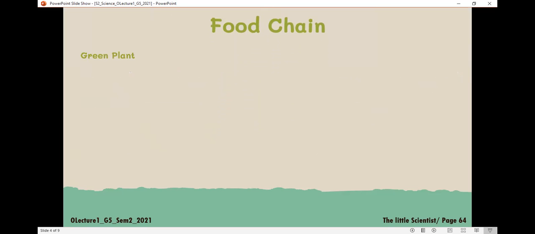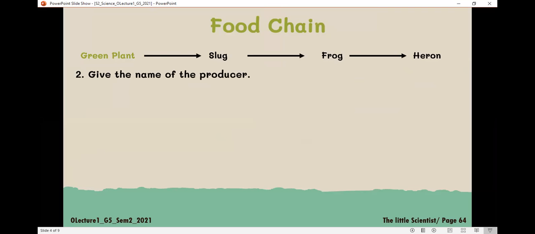Here is our food chain. The green plant takes the energy from the food it produces. The frog takes energy from the slug. The heron takes the energy from the frog. You are not saying it correctly. We don't read it this way. We say the green plant is eaten by the slug. The green plant is the producer.